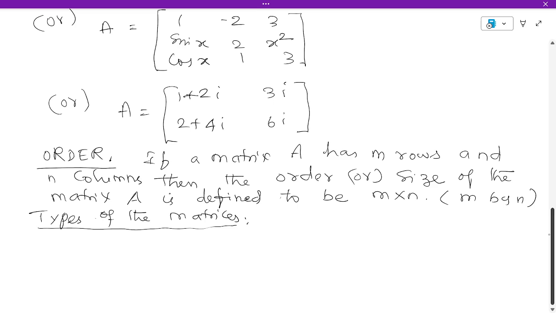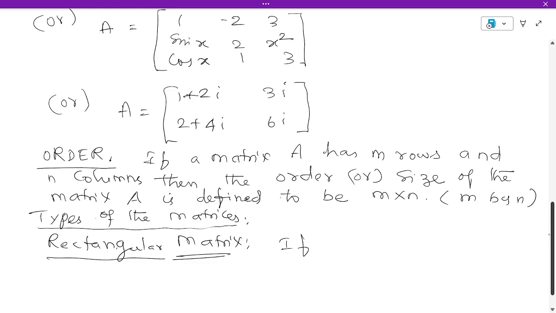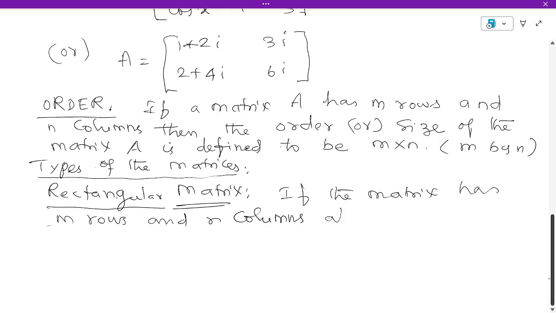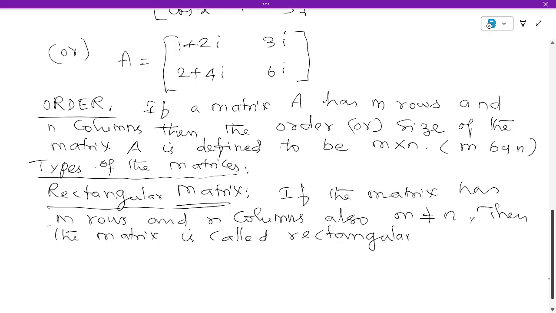Actually that m by n, in case m is not n, that is called a rectangular matrix. Rectangular matrix. If the matrix has m rows and n columns, m rows and n columns, also m is not equal to n, then the matrix is called a rectangular matrix. Next one matrix is the square matrix.